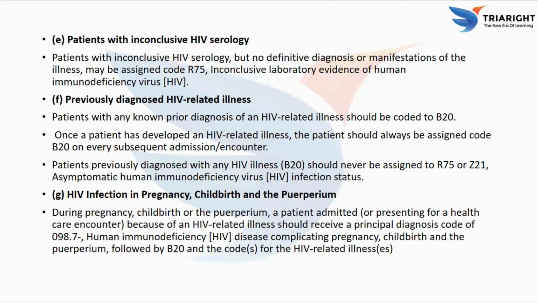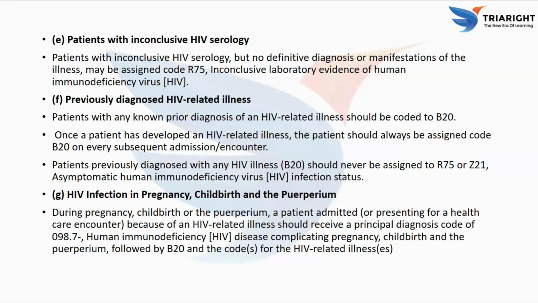The next guideline is HIV infection in pregnancy, childbirth and puerperium. How should you code HIV infection in cases of pregnancy? What is the special rule? You always have to start with an O code in any obstetric case. What is the principal diagnosis? The O98.7 series, which is HIV complicating pregnancy, childbirth or puerperium. Next, you add B20 or Z21 depending upon the patient's HIV status.